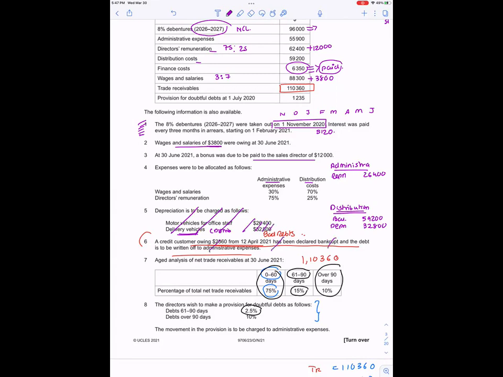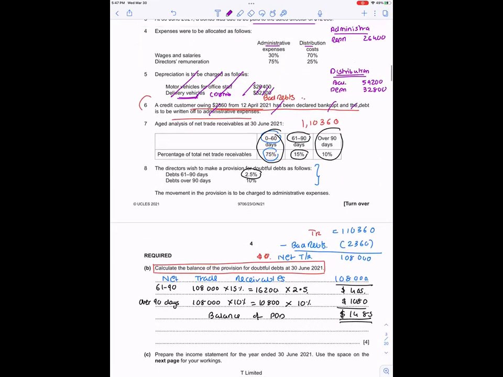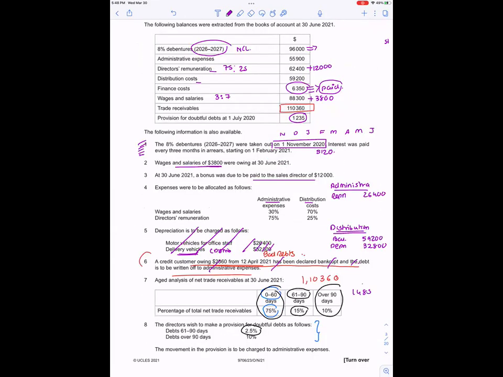Bad debts was done. Now I have PDD, provision for doubtful debts. What is the new provision? 1485. What is the old provision? Is there an increase in provision or decrease? Increase. Increase in the provision, so is it a good thing or a bad thing? Bad, because now more people would not pay you.